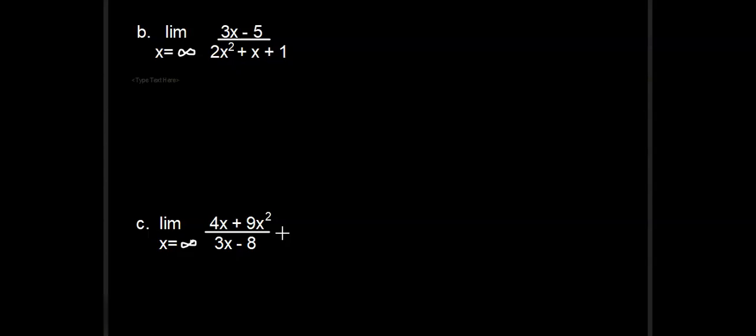Well, this one is so easy, and the reason is, if you get this type of example where the exponent in the denominator is higher than the exponent in the numerator, your answer will always become 0.